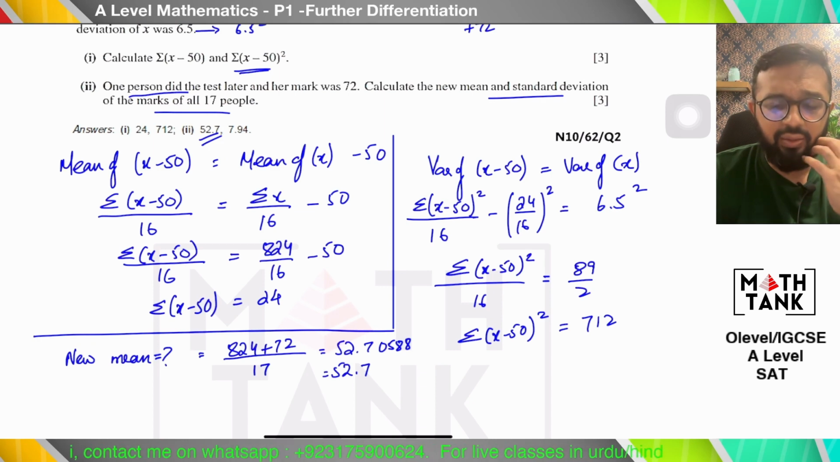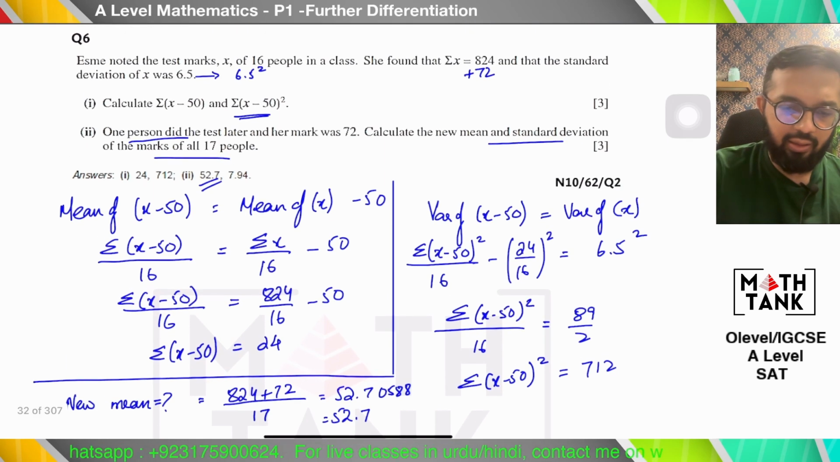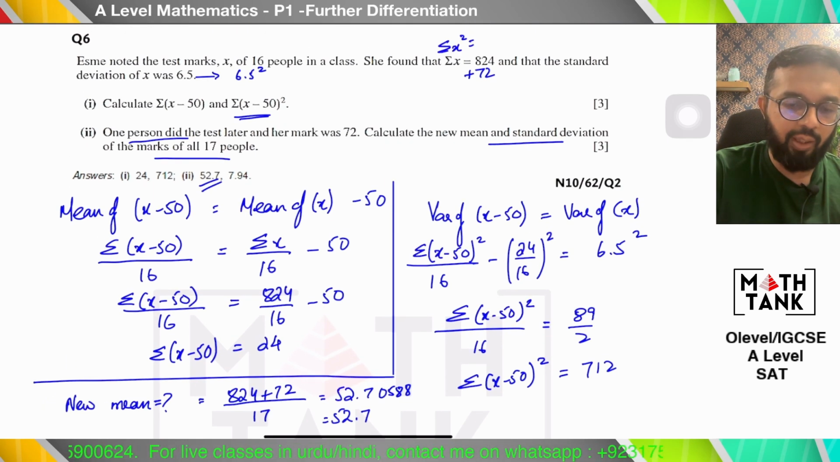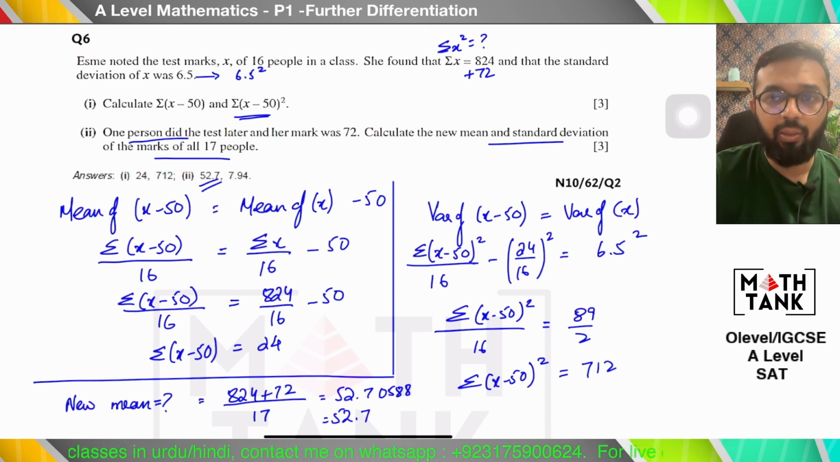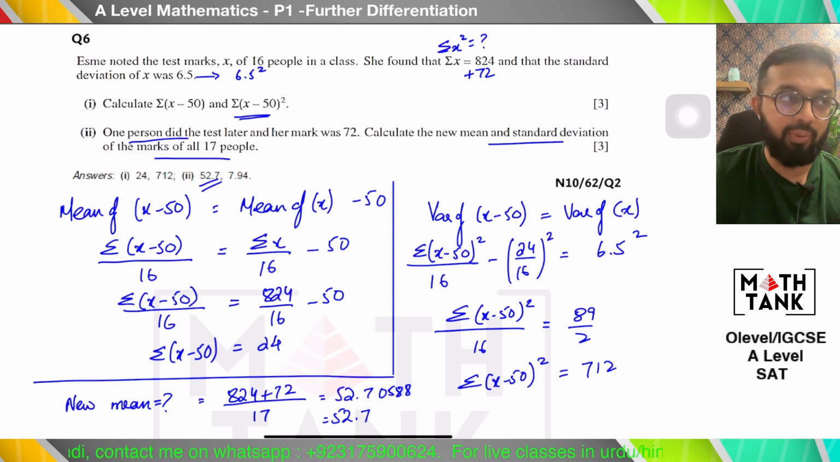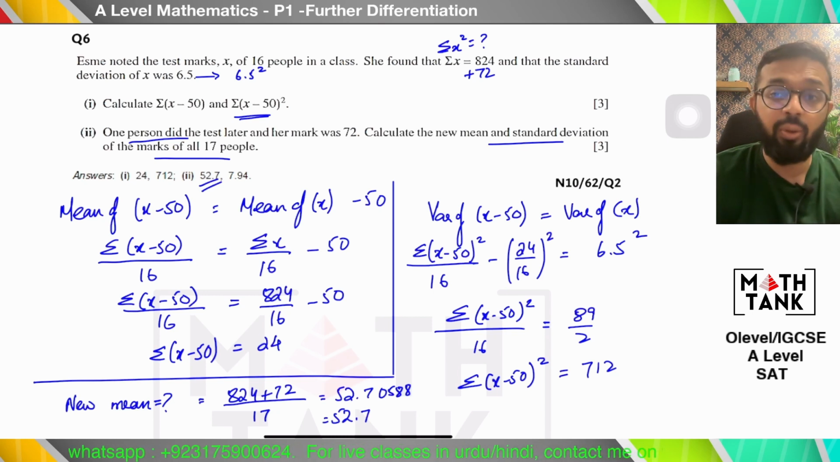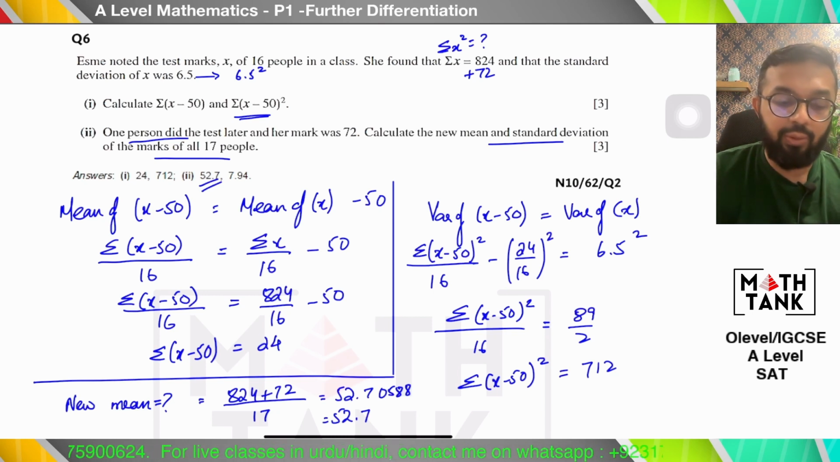Now for the standard deviation, it's a little tricky because I have the sum of x, but I don't have the sum of x squared. Now there are two ways of doing it. I'm going to tell you both ways. One of them is easier to understand, the other is quicker to do. So let's just see what we can manage.